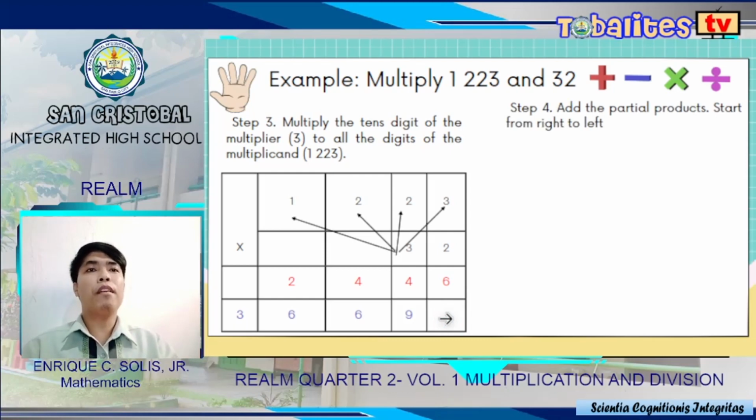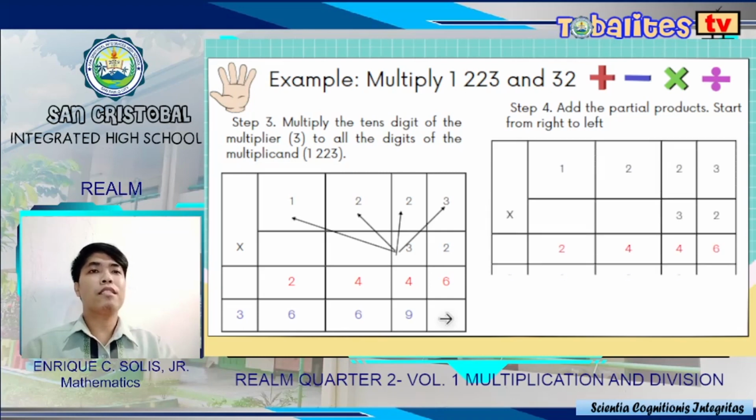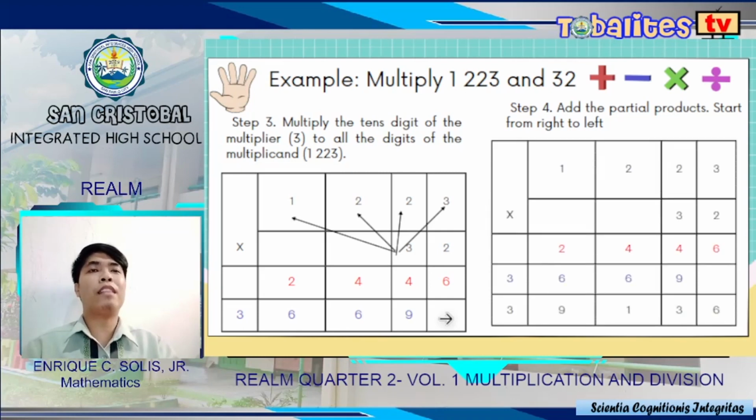Start from right to left. So we are going to add 2,446 and 36,690. To further understand, look at the table. So we are going to add 2,446 plus 36,690. Bring down 6. 4 plus 9 is 13. We are going to regroup 1 on the top of 4. And then 1 plus 4 plus 6 is 11.